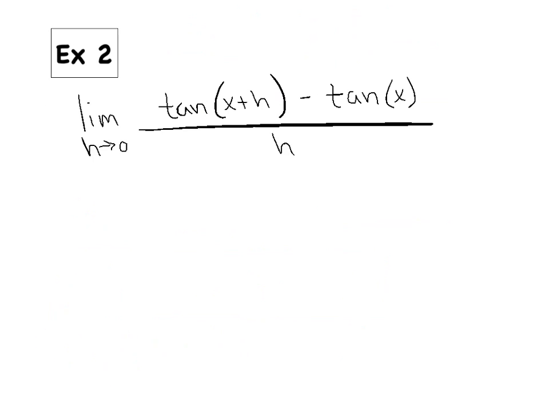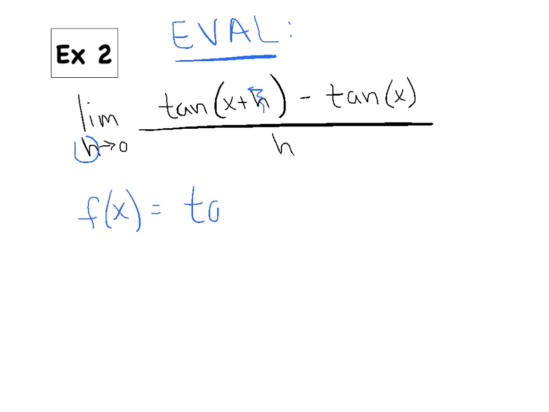So again, here's a tidier example. It looks cleaner maybe than the last one. And again, the directions are simply going to say evaluate. We see the h's, so it's kind of a giveaway that they're testing us on the difference quotient. And we want to identify what function they're attempting to take the derivative of. Again, if we cover up the h, we will reveal the function. The function is simply the tangent of x. And then we just want to calculate its derivative.